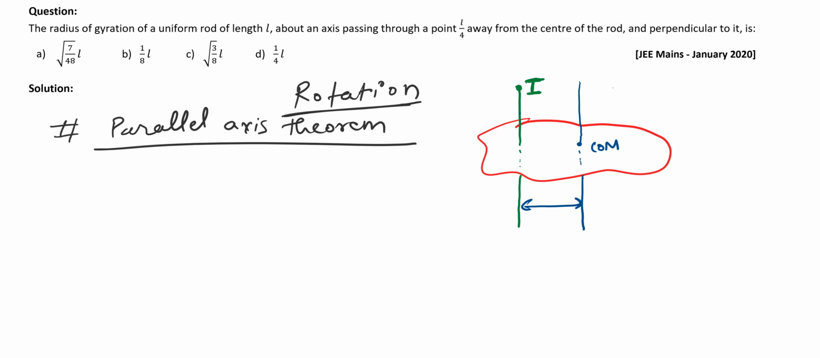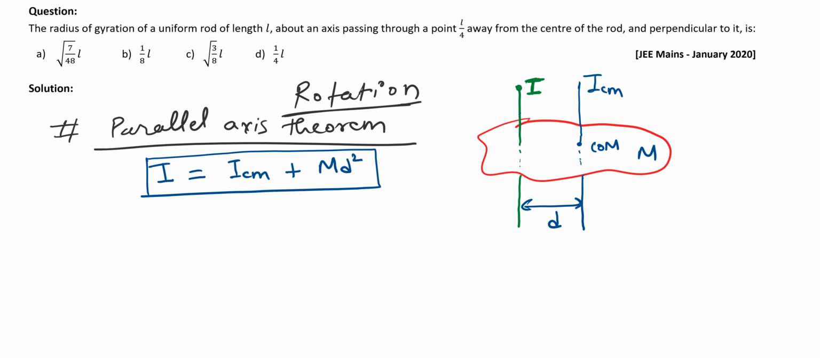Let's say the distance between them is d, and the moment of inertia about the axis passing through the center of mass is assumed to be ICM. Okay. Now, what does parallel axis theorem say? Parallel axis theorem says that the moment of inertia about this axis will be equal to the sum of the moment of inertia about an axis passing through the center of mass and parallel to the given axis, plus the product of the mass of the body, let's say mass is m, and the square of the distance between the given axes. This is the formula for parallel axis theorem.